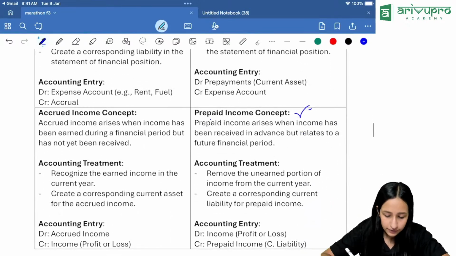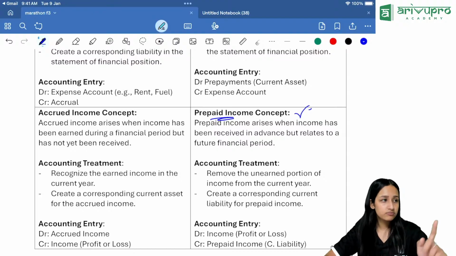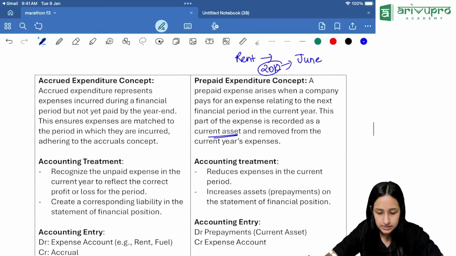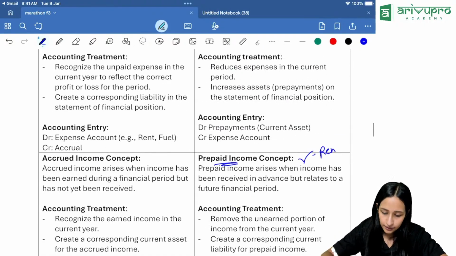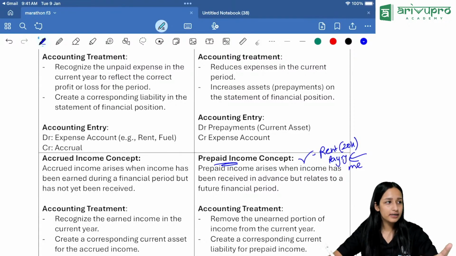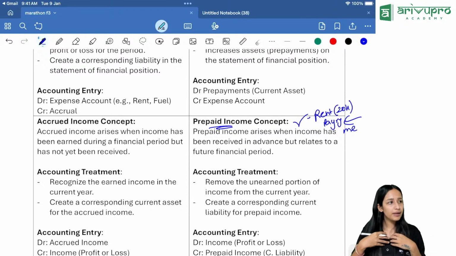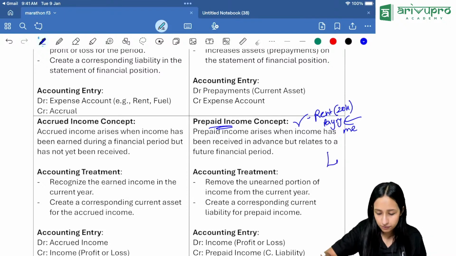Just the opposite of that is prepaid income. Like just now when I was talking about rent that I need to pay, let's say people should pay me rent, the same thing. Rent of 20,000, someone else is paying me in advance. So now I've already received the payment. This becomes a liability for us.